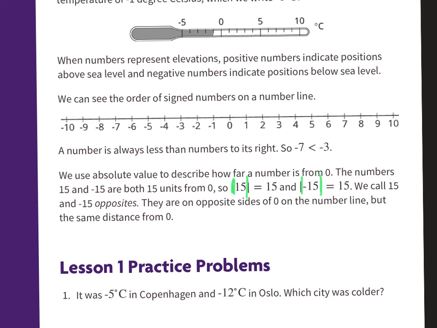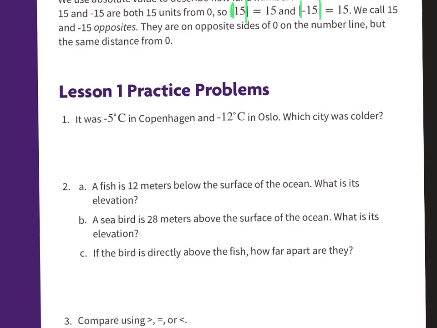All right, so for your assignment in Canvas, number 1, it says it was negative 5 degrees in Copenhagen and negative 12 degrees in Oslo. Which city was colder? So just think of a number line. The number on the right side is going to be your warmer number. That means the number on your left side is going to be your colder number. So you need to select either Copenhagen or Oslo.